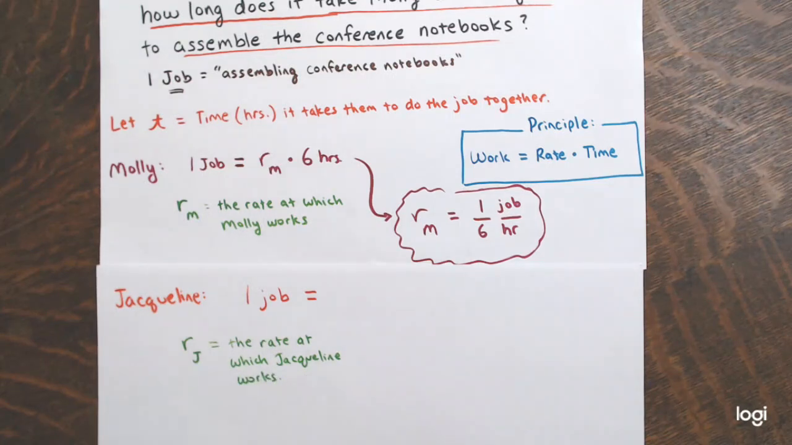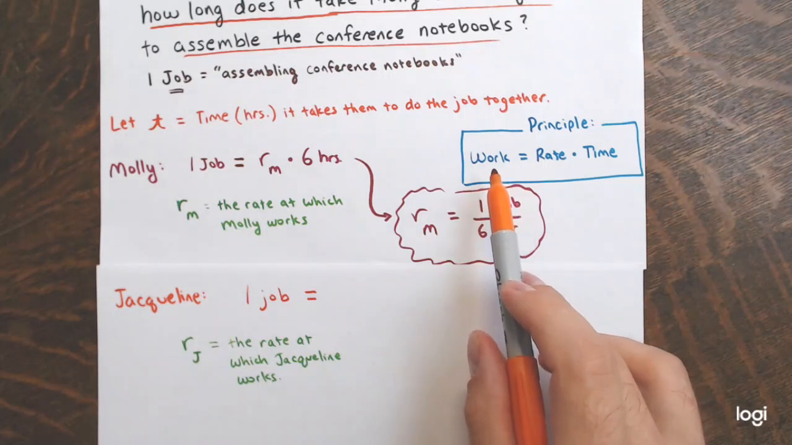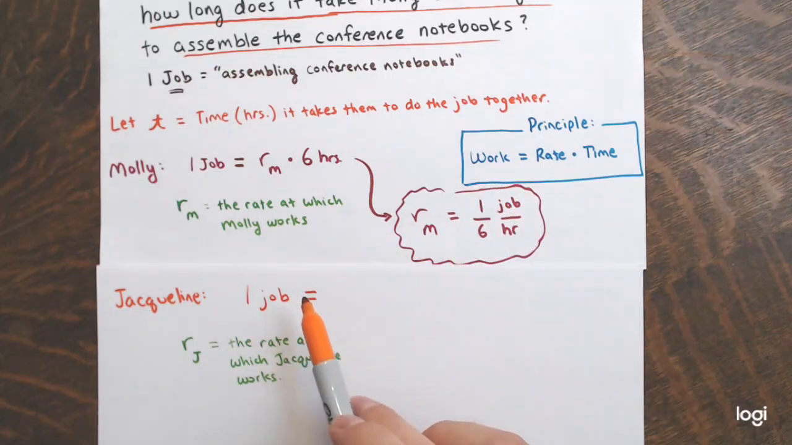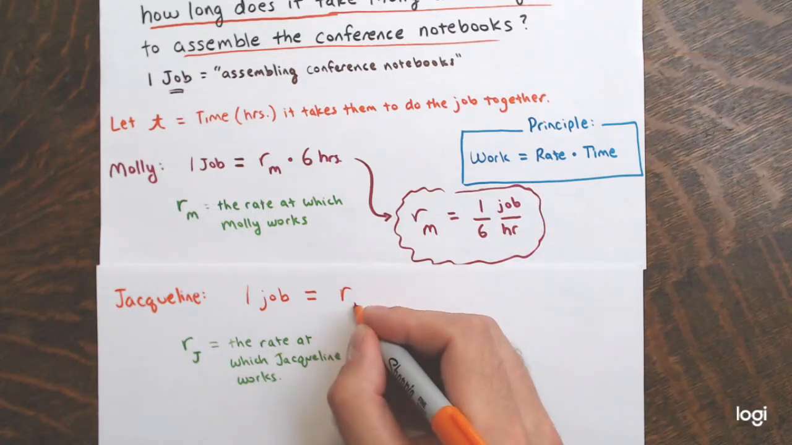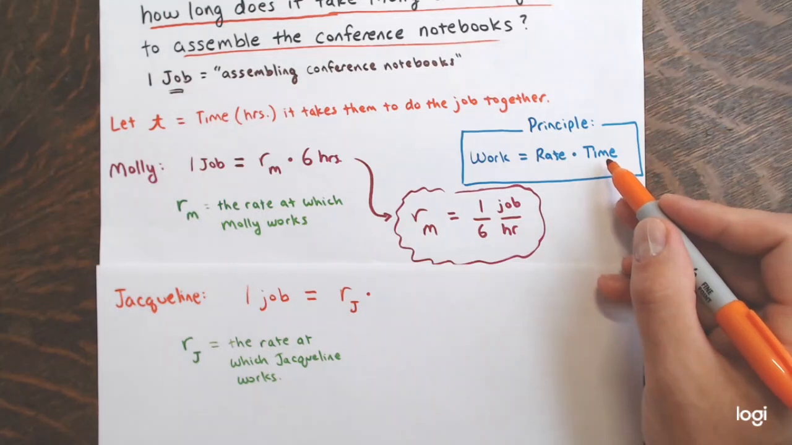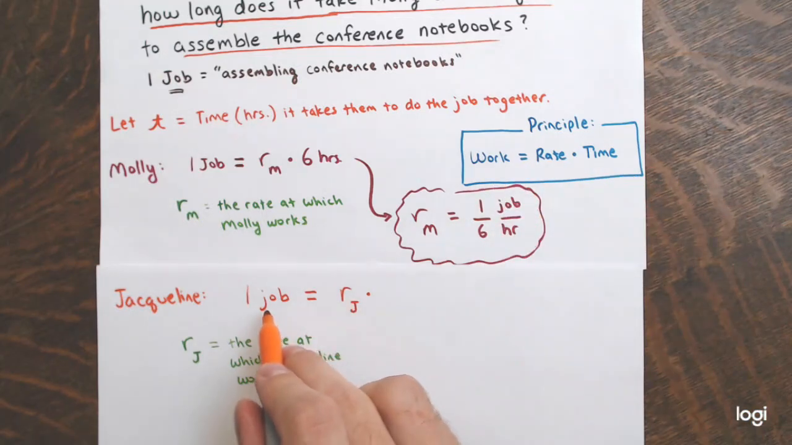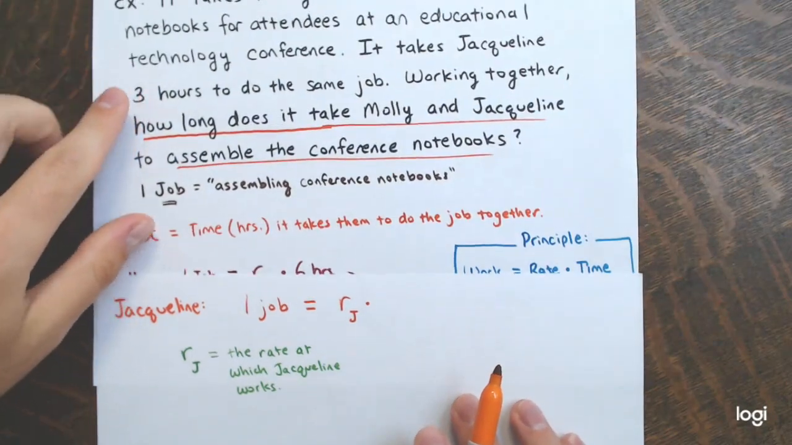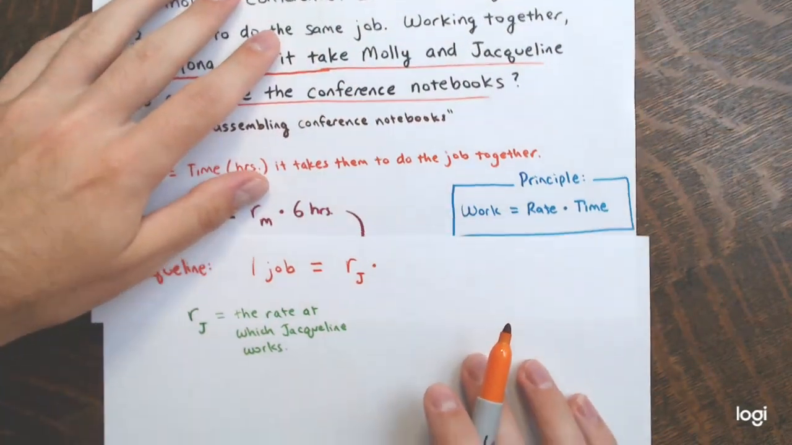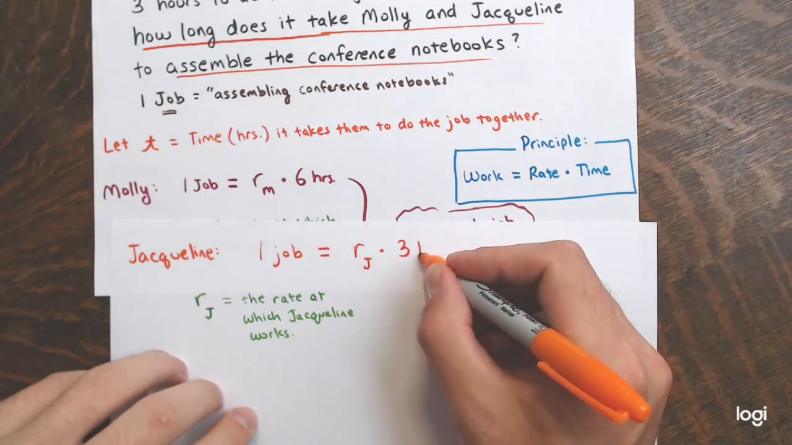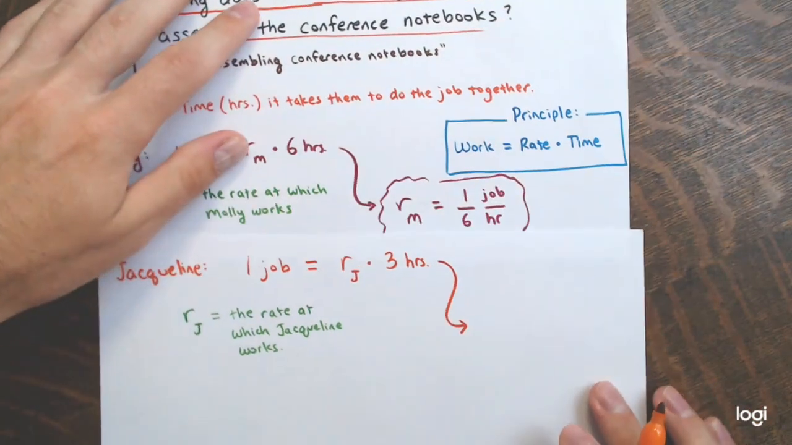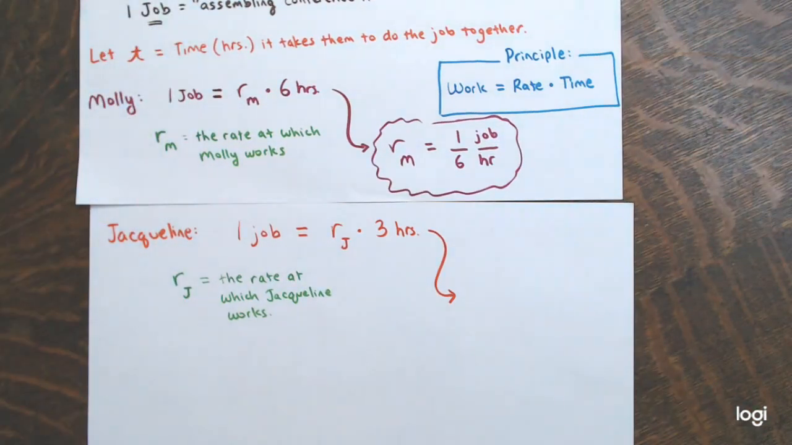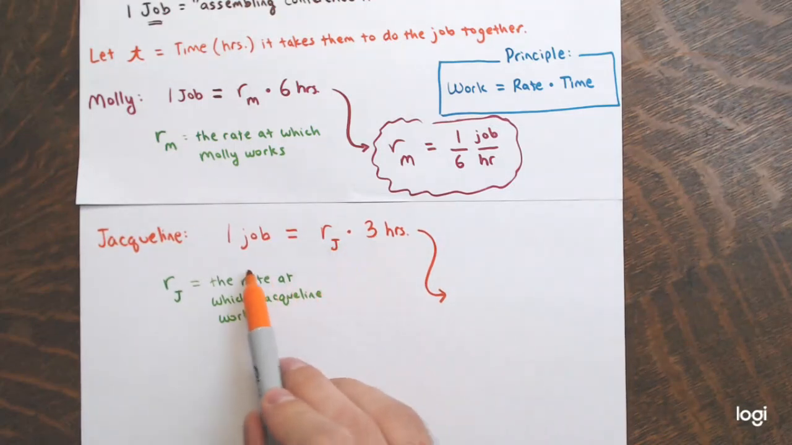All right. So I'm going to pop that in my formula here, right? The work she did is one job, and that's equal to the speed that she works at, this r sub j, I'm calling it, multiplied by the time it takes her to complete that work. The time it takes her to complete one job, in the problem they mentioned 3 hours, right? It takes her 3 hours to do the same job. Again, you can write hours if you want, but not really necessary. And same thing, like how we found the rate at which Molly works, we can now very easily see the rate at which Jacqueline works, just dividing by 3 hours here.